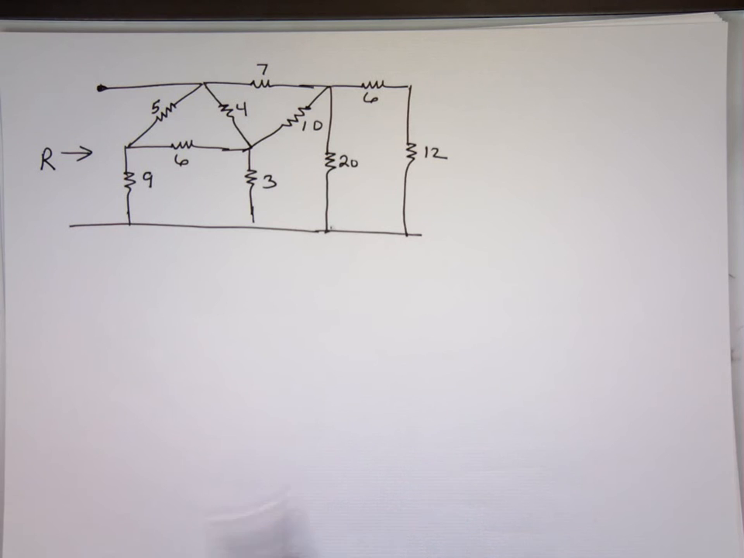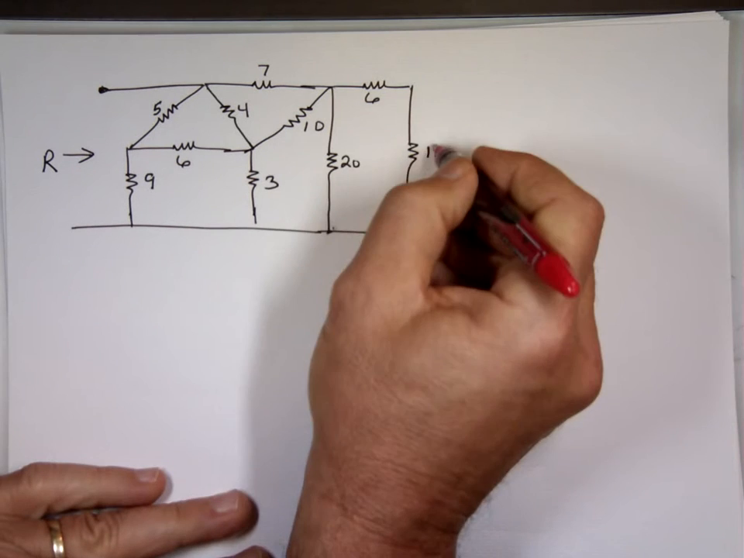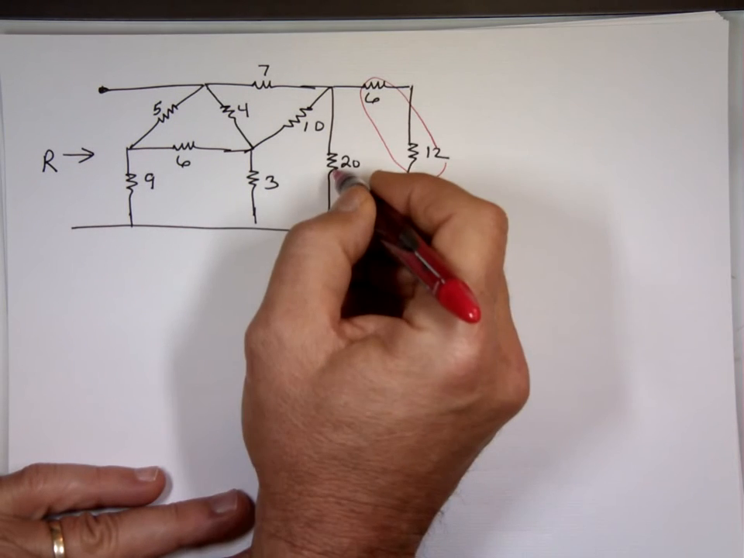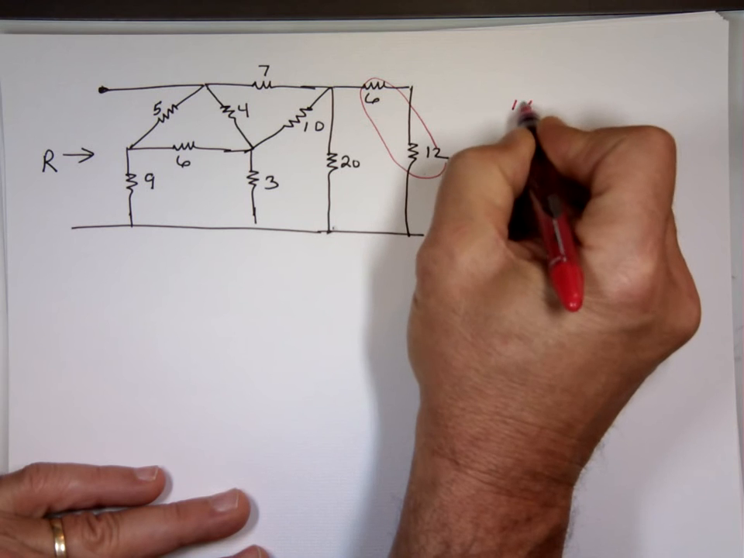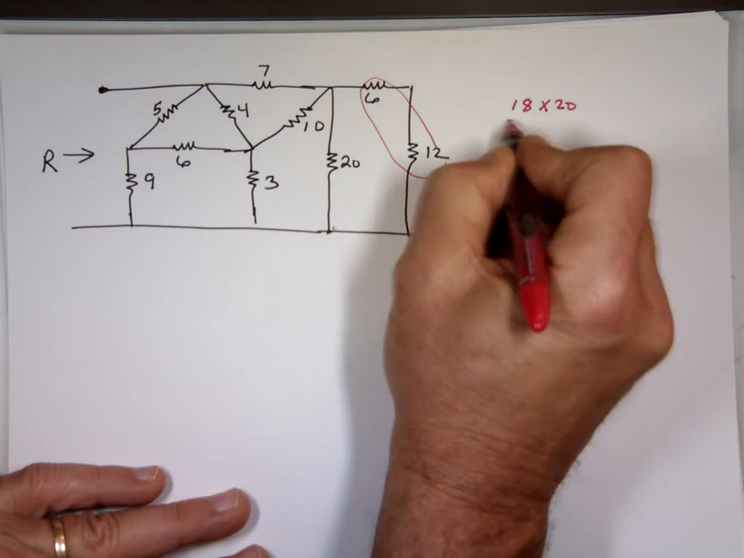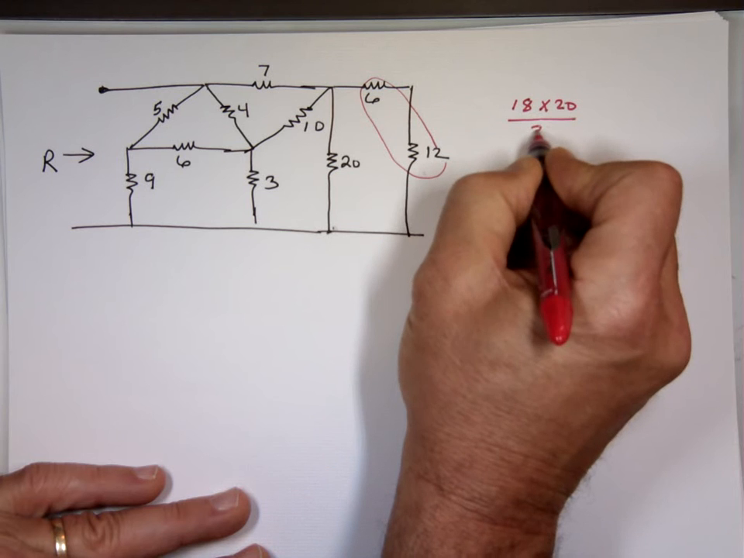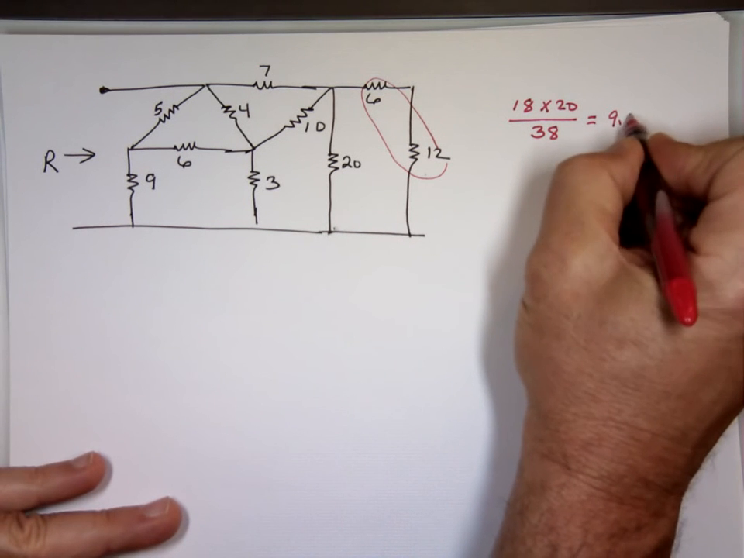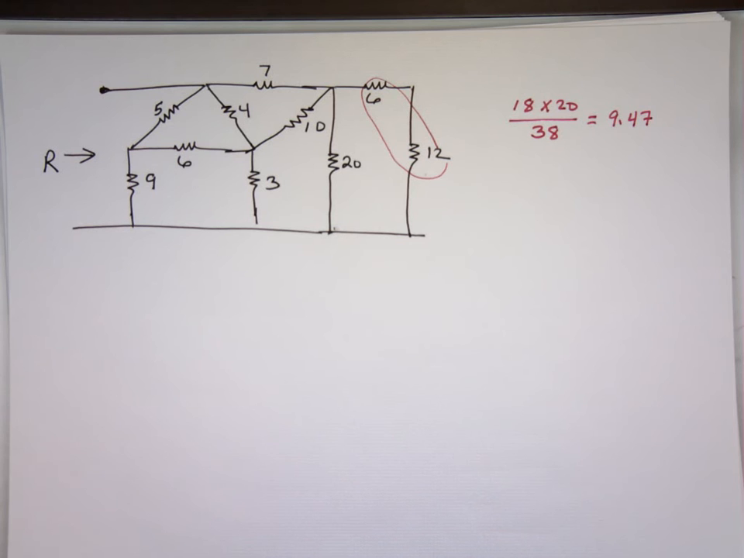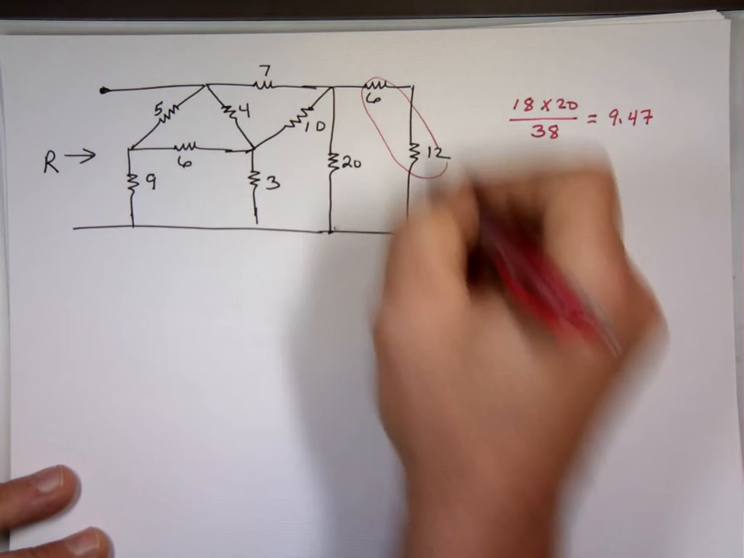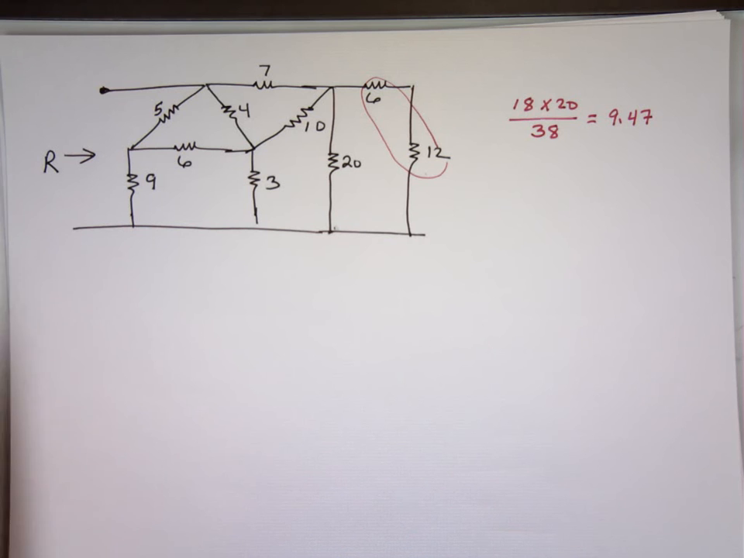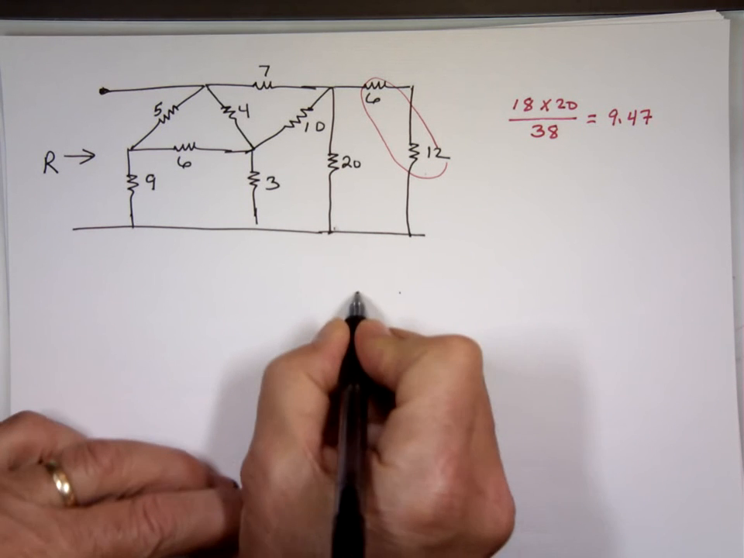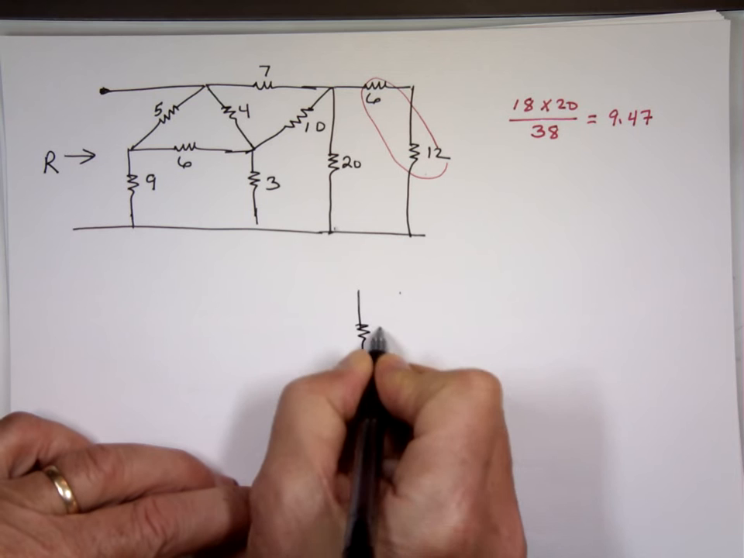I can quickly combine these two guys together first, just to shrink it. And that would be what? 18 in parallel with 20, right? So what's 18 times 20 divided by 38? 9.47. Should we double check that? No, he's right. So I can replace all of this so far. That's the first part. Instead of the 20 here, that's 9.47.